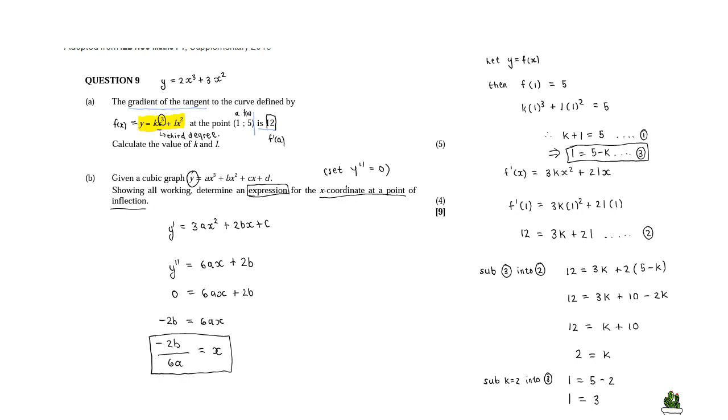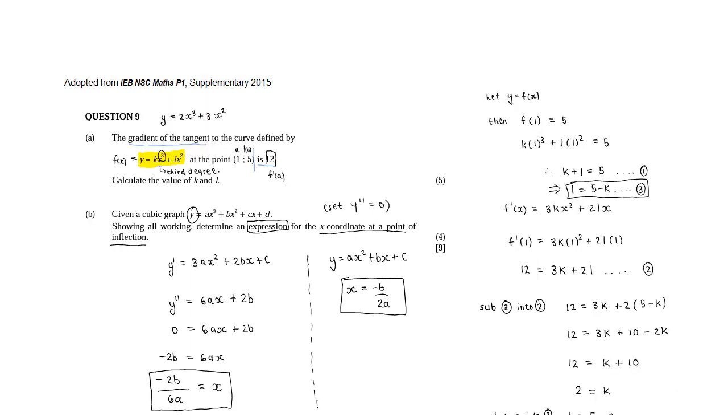This is quite similar to when we have y equals ax squared plus bx plus c. We know that for this quadratic function, the x coordinate at our turning point, which is also the equation of our axis of symmetry, is given by x equals minus b over 2a. So notice that there's an expression as well for the x coordinate at the point of inflection.